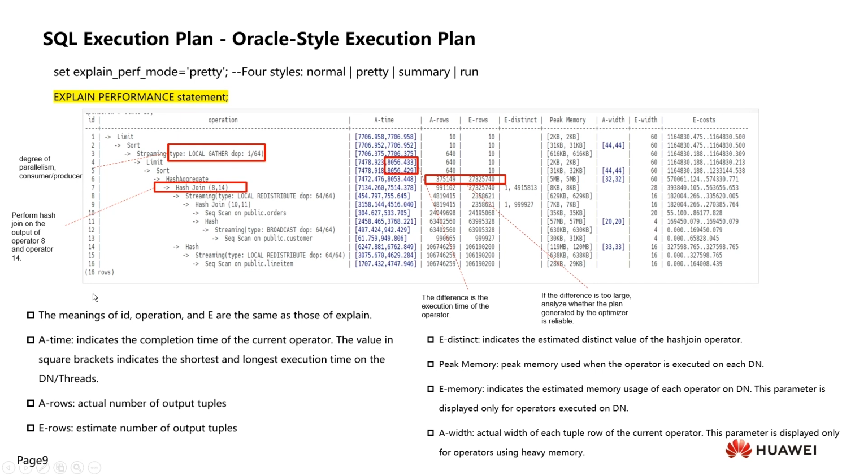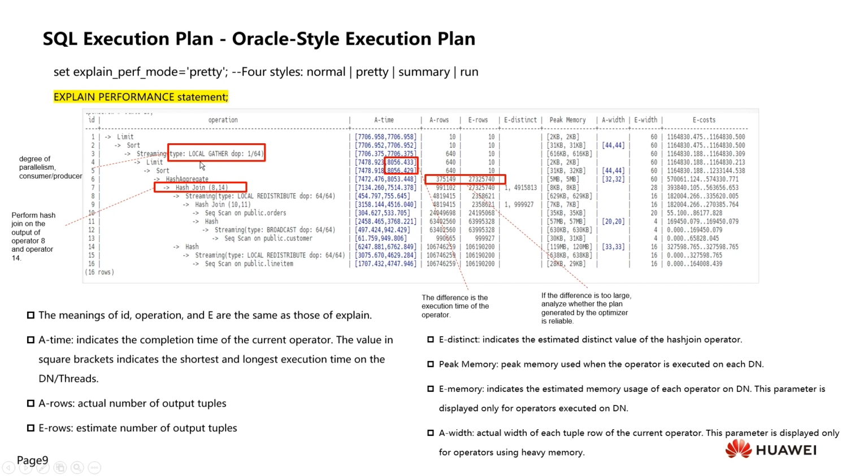Note in this execution plan, we use the explain performance prefix, which executes the SQL. That's why we see columns like A-Time and A-Rows, where A stands for actual time or rows in this context, and E stands for estimated. Here are a few highlighted parts in this plan I want to focus on.